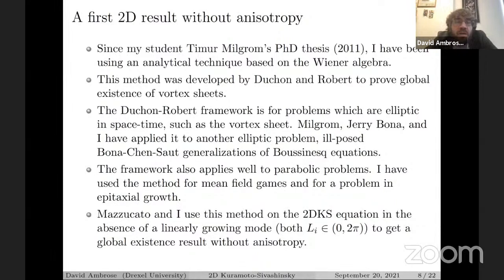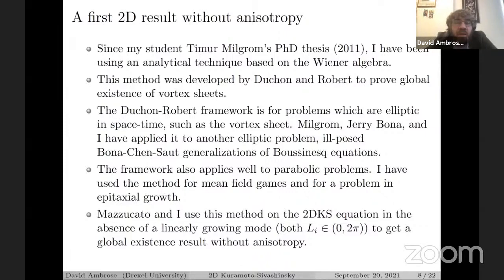So I'm going to describe a first 2D result without anisotropy. And this is based on my first PhD student, Timur Milgram's thesis. Since the time of his thesis, I've been using an analytical technique based on the Wiener algebra. I told Timur to read the global existence theorem by Duchon and Robert for small vortex sheets and to teach me the method that Duchon and Robert used. And he took their paper and went away and read it and came back and taught me their method.